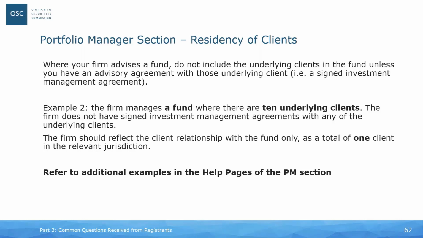Where your firm advises a fund, do not include the underlying clients in the fund unless you have an advisory agreement or a signed investment management agreement with those underlying clients. Here's another example. A firm manages a fund where there are 10 underlying clients. The firm does not have signed investment management agreements with any of the underlying clients. In this case, the firm should reflect the client relationship with the fund only, as one client in the relevant jurisdiction. Refer to additional examples in the help pages of the PM section.